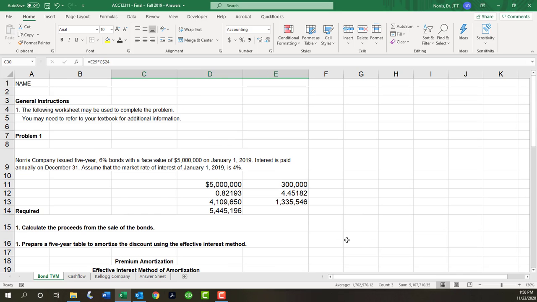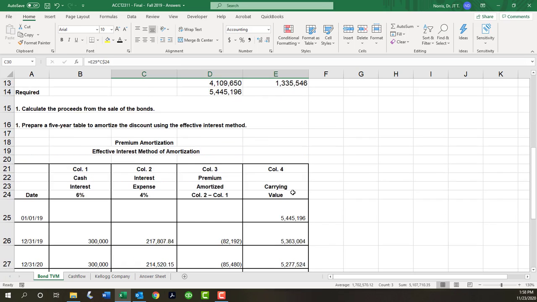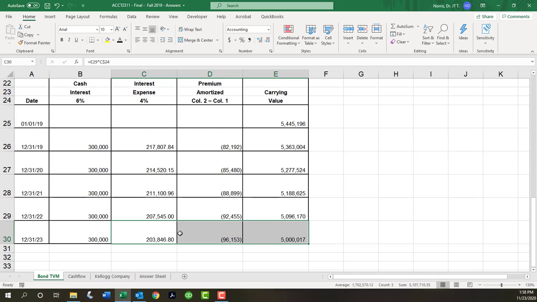This one's worth 33 points. So you've got 16 points, 8 points each in figuring out the cash value of the single payment and then the annuity, and then going through and doing 16 points, basically 5 points apiece for figuring out the interest expense, the premium amortized, and then the carrying value.